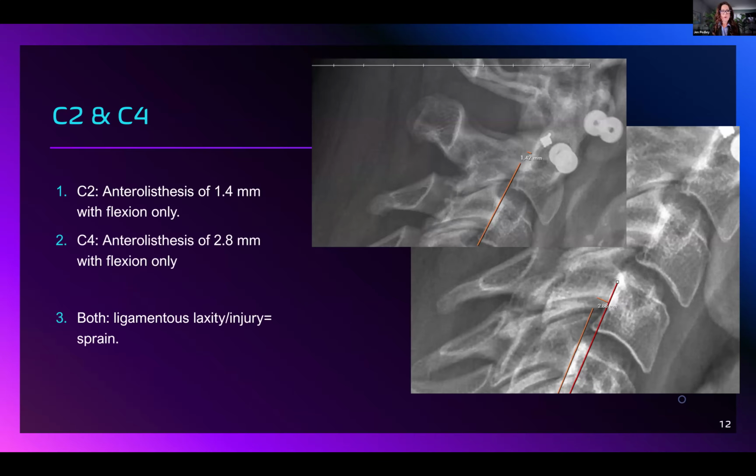So at the level of C2 and at C4, I have included these as well. At C2 is anterolisthesis only with a flexion of 1.4 millimeters only. In extension, it looked normal. At C4, we have abnormal anterolisthesis of 2.8 millimeters, and that was on flexion only. So these are not greater than 3.5 millimeters.